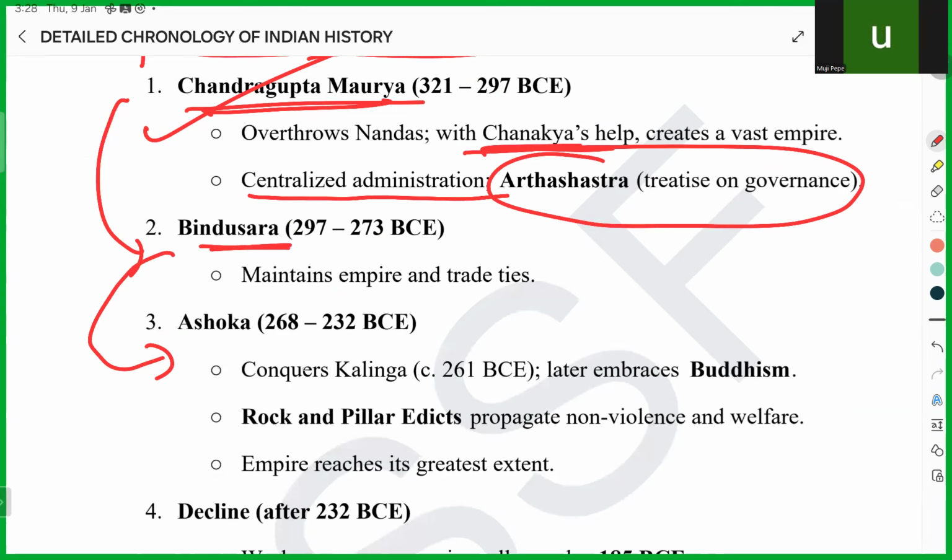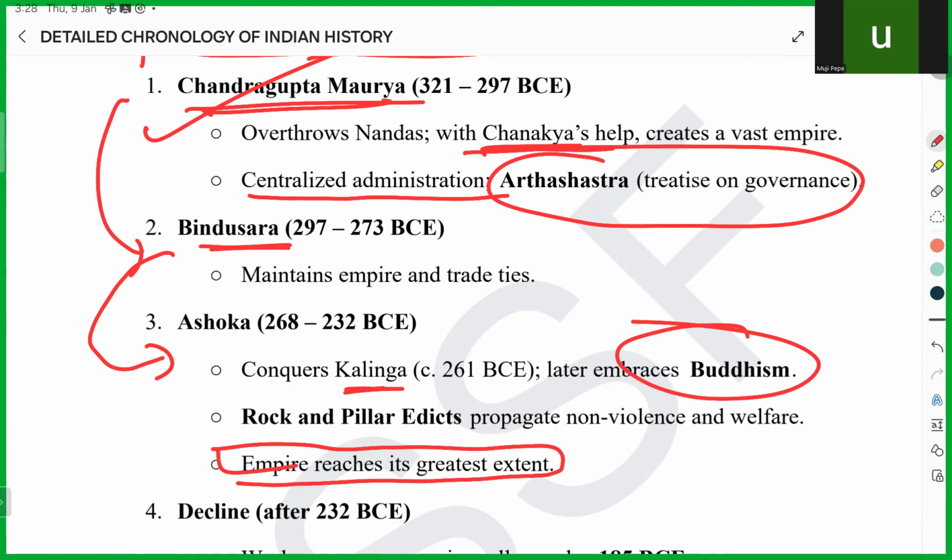And Ashoka conquered Kalinga and later embraces Buddhism. And the peak of the Mauryan Empire was reached under Ashoka. Ashoka also spread his word via his agents called Dhamma Mahamatas, or the propagators of Dhamma, or propagators of Ashoka's word.